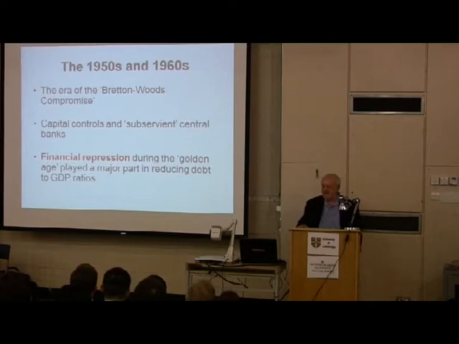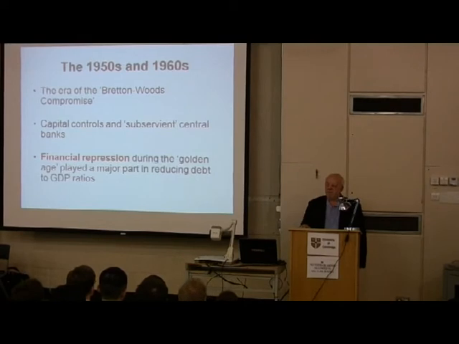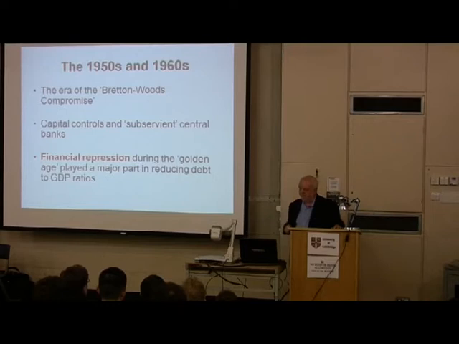So the 1950s and 1960s were the era of the Bretton Woods Compromise. The Bretton Woods Compromise entailed capital controls, and linked to that were subservient central banks. Not my phrase, Charles Goodhart's phrase. What does Goodhart mean? He means these were dependent central banks. They were controlled by their governments, usually by the finance ministry, and interest rates were set in this capital immobile world with a view to making the government's fiscal position easier, not more difficult.